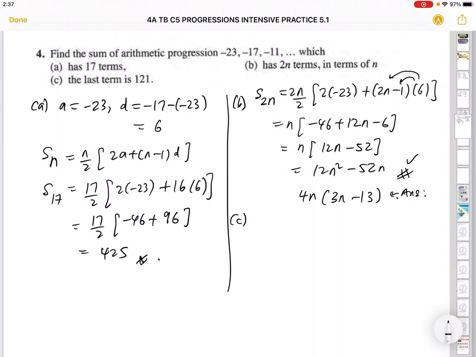All right. Now, last one. I want to find the sum, given that the last term is 101. So here's the thing. If your last term is 101, the problem is we do not know how many terms we have. So we need to let our Tn be 101 and find out our number of terms n. So we know a again is the same, minus 23, n minus 1, d is still 6, and the last term is 101.